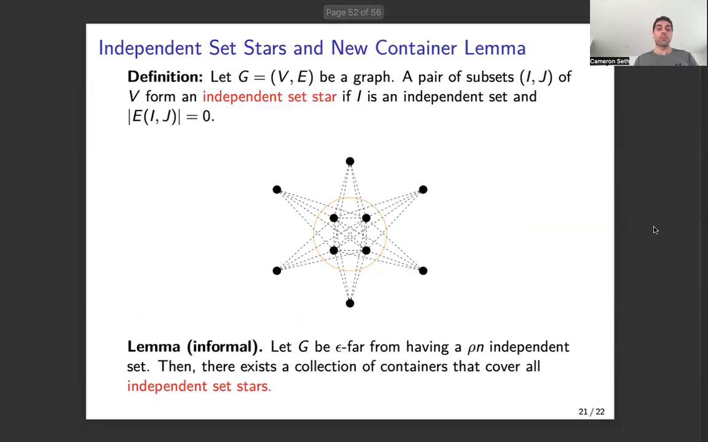And what we show is a new container lemma that roughly says that if G is epsilon far from having a row independent set, then there's a collection of containers that cover all independent set stars. And this can be used to show that when our graph is epsilon far, then it won't find this type of object in our samples with high probability.